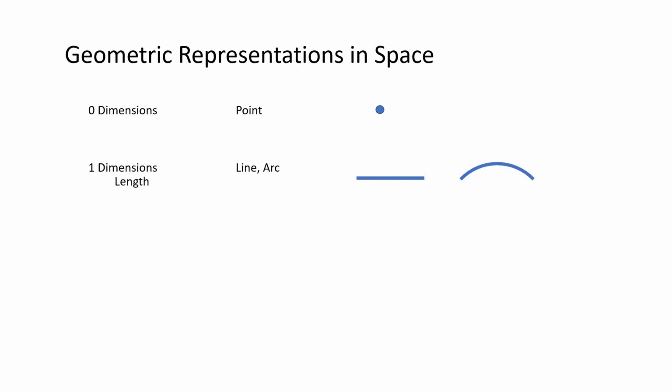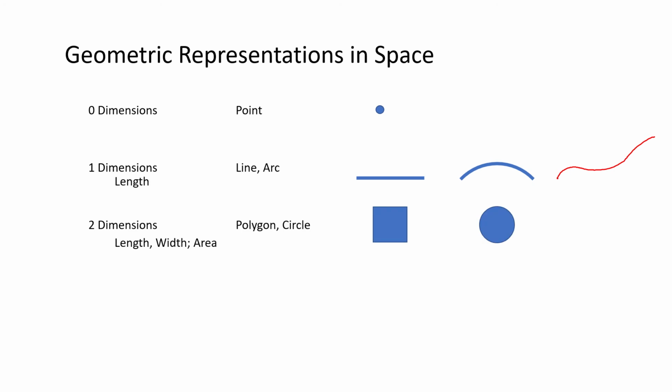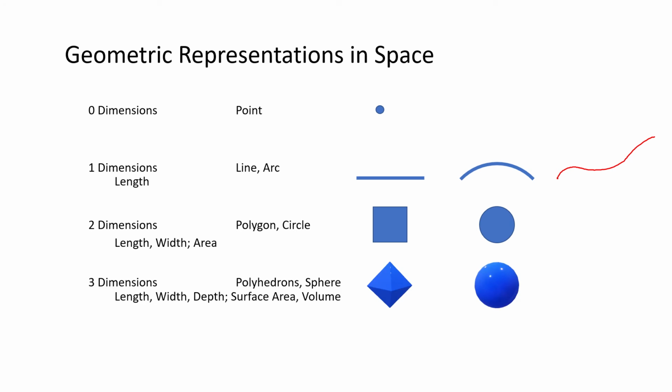So our geometric representations are simple. We have 0 dimensions. It's just a point. One dimension is a line or an arc. It is possible to make the argument that this could also have something representing a function, right? So maybe if you had f of x, had a function that looked like this. We'll stay away from that simply for the sake of keeping this a digestible understanding. And then 2 dimensions, we have polygons and circles. They have length and width, and we can calculate area. We can calculate perimeter if we needed to, right?